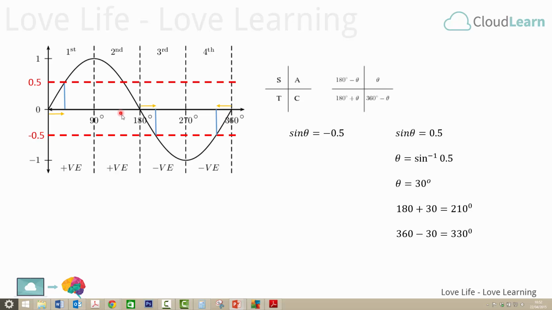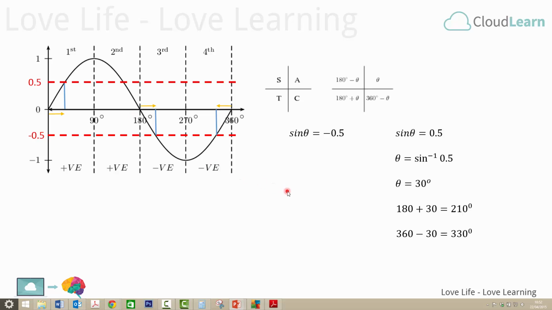So all in all, we have four different solutions. If we had sine theta equal to minus 0.5, we've got the two solutions that we've found, the 210 and 330. But if we had sine theta equal to 0.5, we'd have two solutions as well, which would be 30 and 150. I hope that helps you understand this a little better.